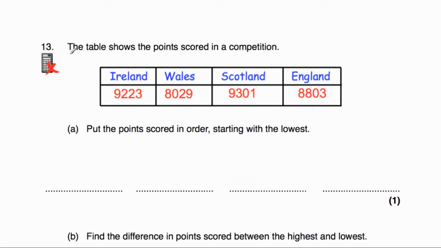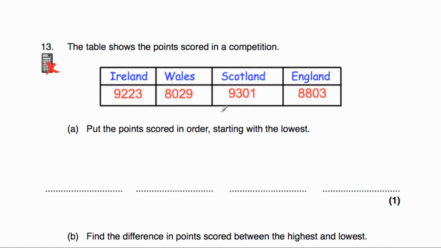So question 13 says, a table shows the points scored in a competition. It's quite a lot of points, so it's not rugby. And we've got Ireland, Wales, Scotland, and England. And we've got the points. So Ireland received 9,223 points, Wales received 8,029 points, Scotland received 9,301 points, and England received 8,803 points. And we've been asked to put the points scored in order, starting with the lowest.